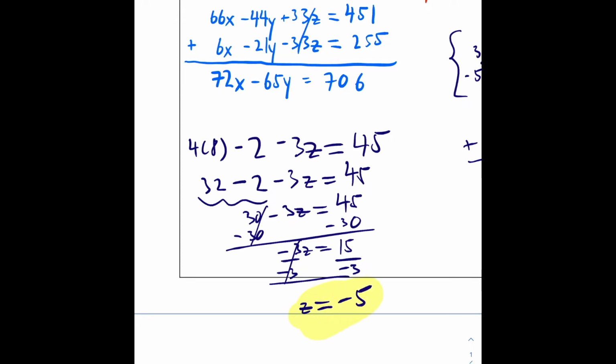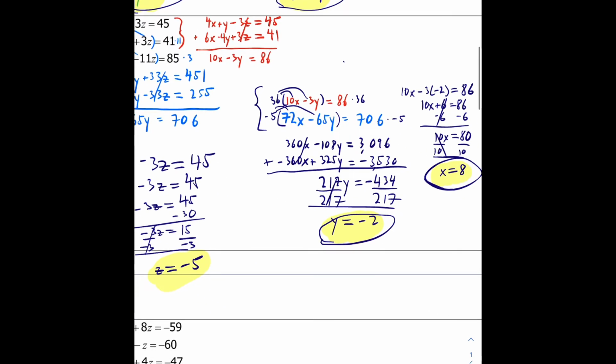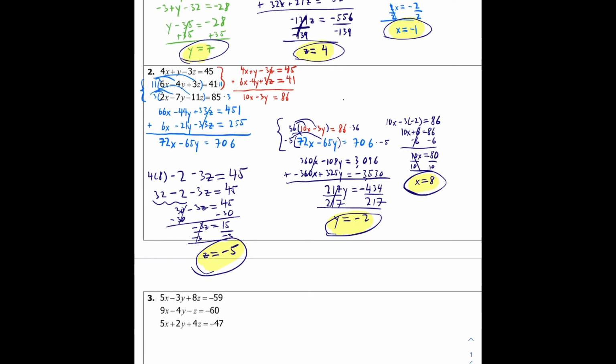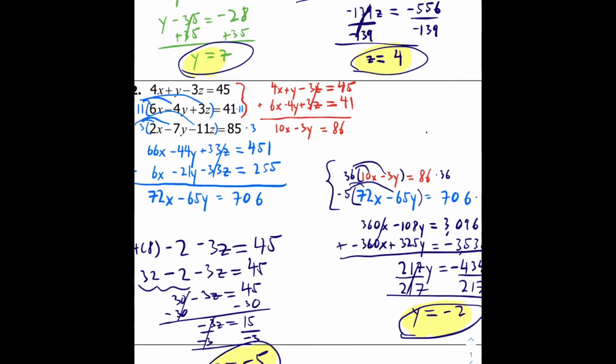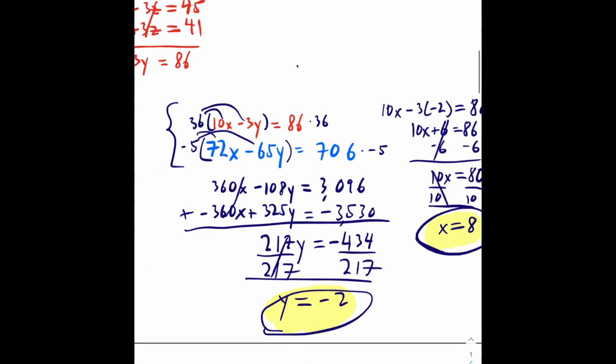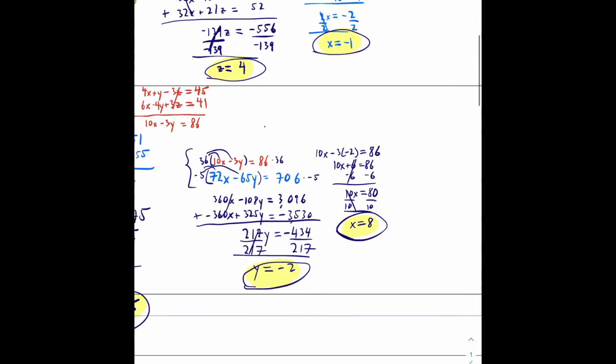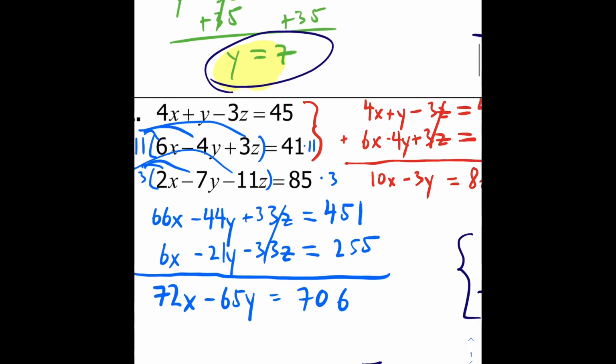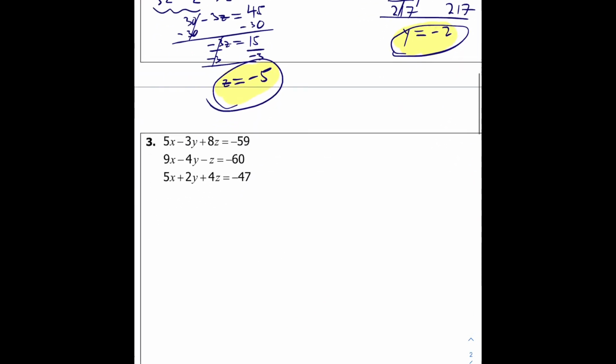So there you have it. All three of my variables solved for, okay? So easy money, all right? Just that extra step at the beginning, getting it down to a system of two equations, and then we can solve for those two variables, plug them back into any of these three originals, and then we can get our z from there, okay? Let's go to number 3.